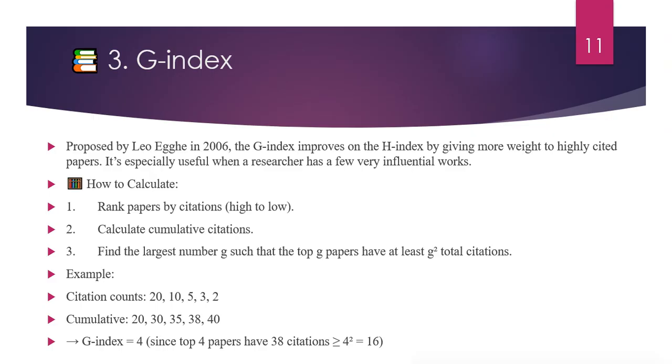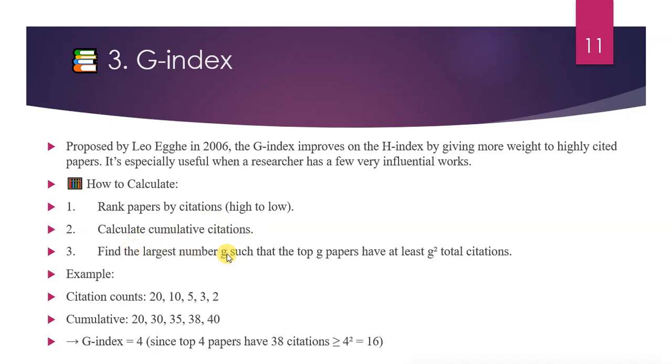Another index is the G-index, proposed by Leo Egghe in 2006. The G-index improves on the H-index by giving more weight to highly cited papers. It's especially useful when a researcher has a few very influential works. How to calculate? First of all, rank papers by citation, high to low, then calculate cumulative citations.